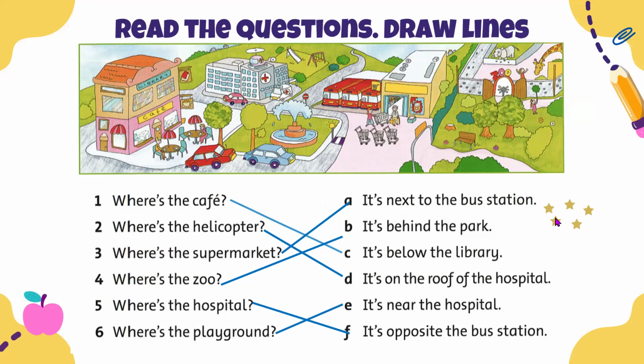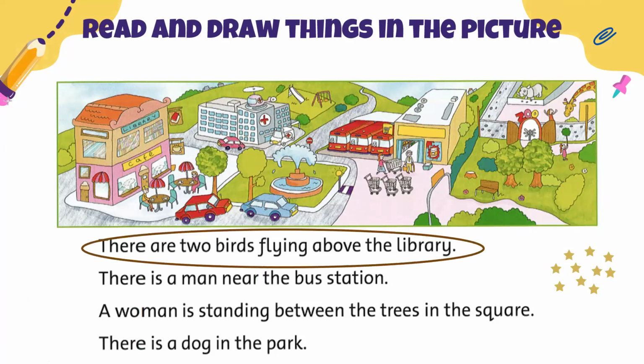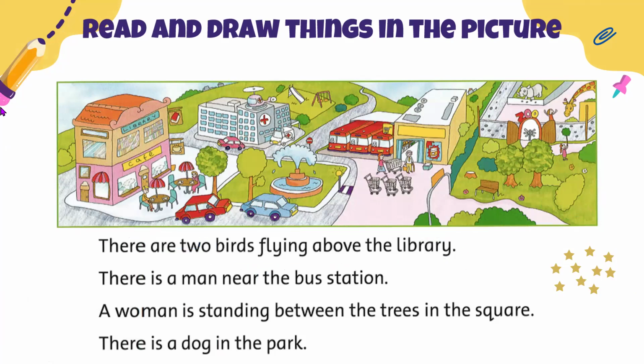So you got another 1, 2, 3, 4, 5. You've got 5 stars. Nice. Okay. Now look at this. I want you to read and draw things in the picture. So let me give you an example, Dolin. Number one, there are two birds flying above the library. Okay, now let's draw two birds above the library. Where's the library? It's right here.